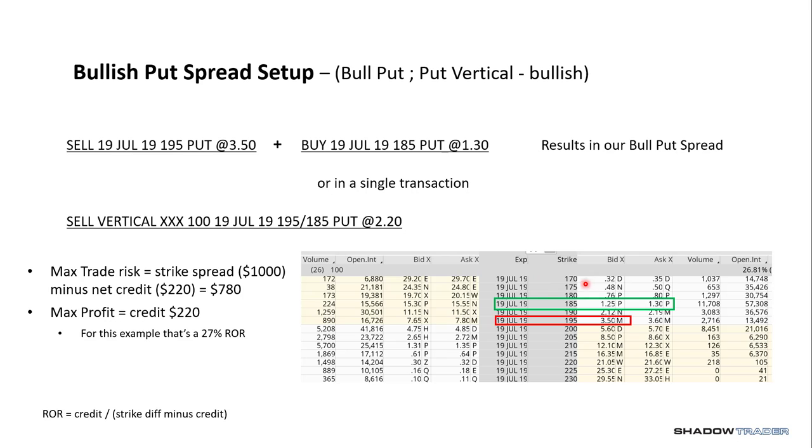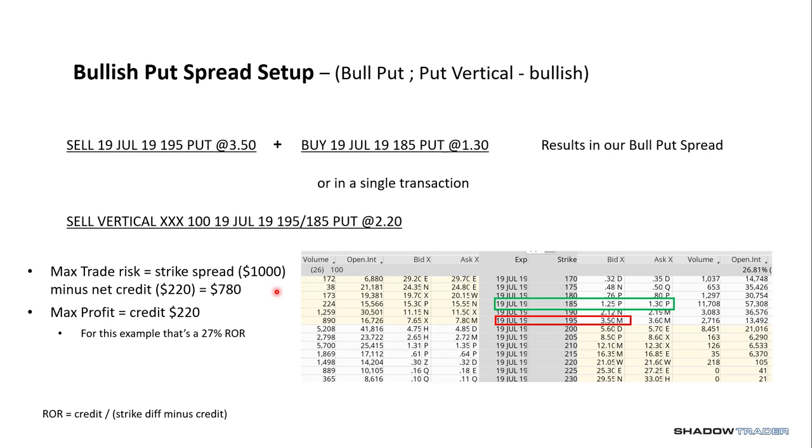Here's what it looks like on the chart. You're going to sell this 195 and you're going to buy the 185. Your trade risk, well, the strike spread, the spread between the two strikes, is 10 points or $1,000. The credit that we received was $2.20.